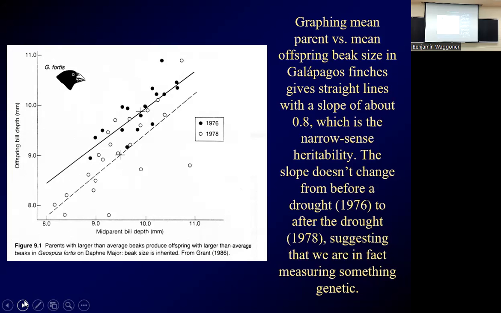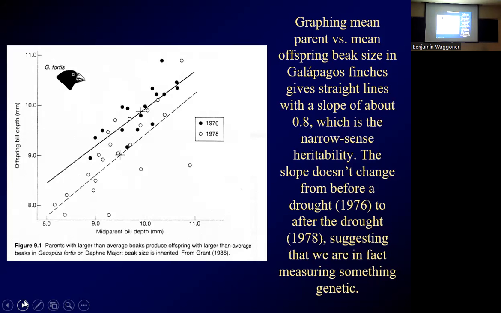Here was some data. This is again from work on Galapagos finches by Peter and Rosemary Grant. What those dark dots are showing is mean parent versus mean offspring beak size in 1976. That's the dark lines. And what you can see is that there's a strong positive correlation. The narrow sense heritability is about 0.8.